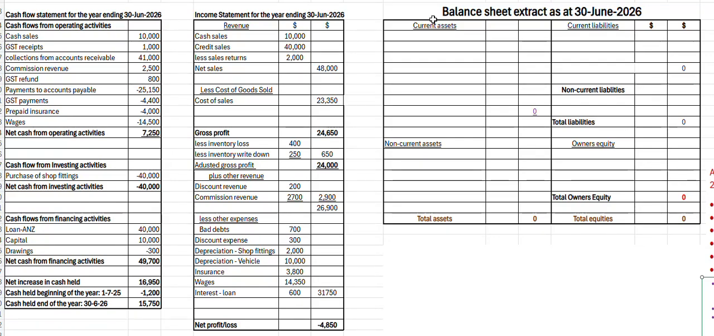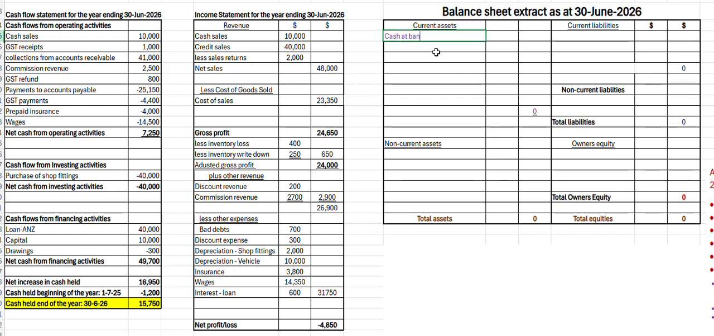Part 3. Now we're ready to complete our balance sheet. So in part 1, we worked our way through a budgeted cash flow statement. We ended up with a cash surplus at the end. So this figure will go into our balance sheet. Given it's a surplus, it represents future economic benefits. So we're going to classify that as a current asset.